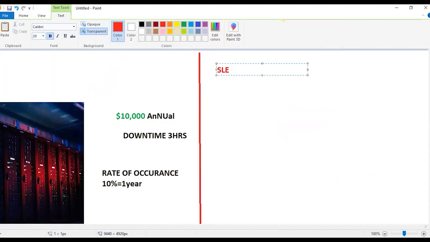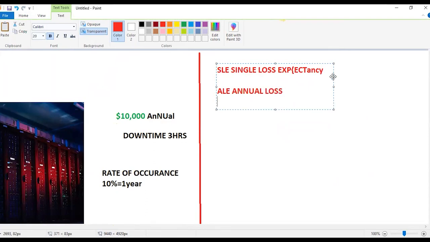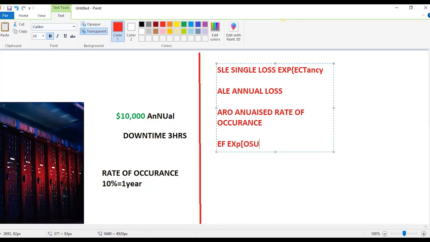SLE stands for single loss expectancy. ALE, annual loss expectancy. ARO, annualized rate of occurrence. EF, exposure factor.